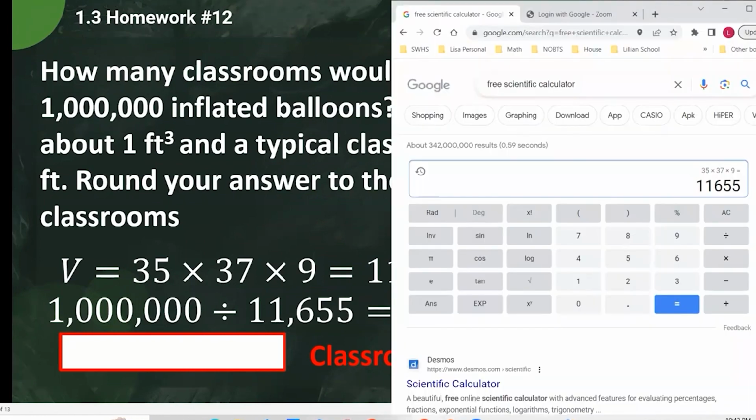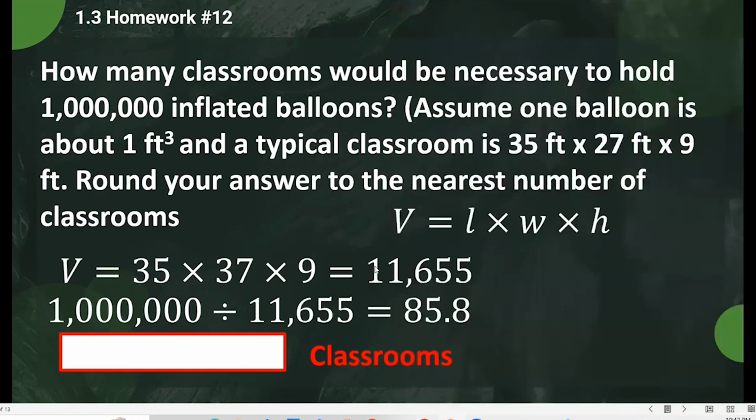Let's see what you get exactly. 1 million divided by 11,655. All right, so you get this long number here, but it's somewhere close to 85.8. This, though, says to round your answer to the nearest number of classrooms.